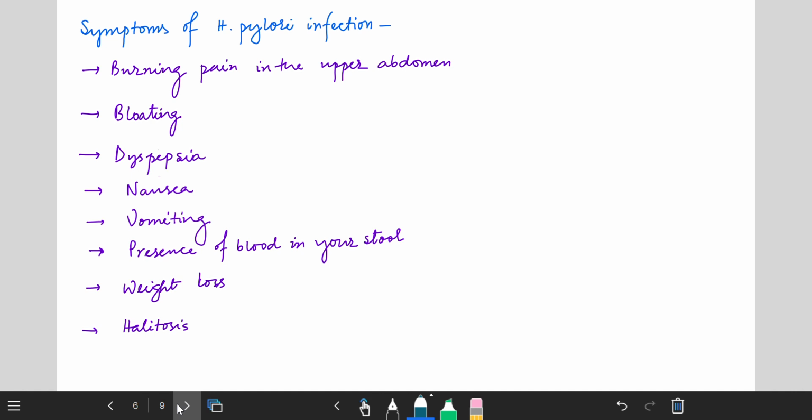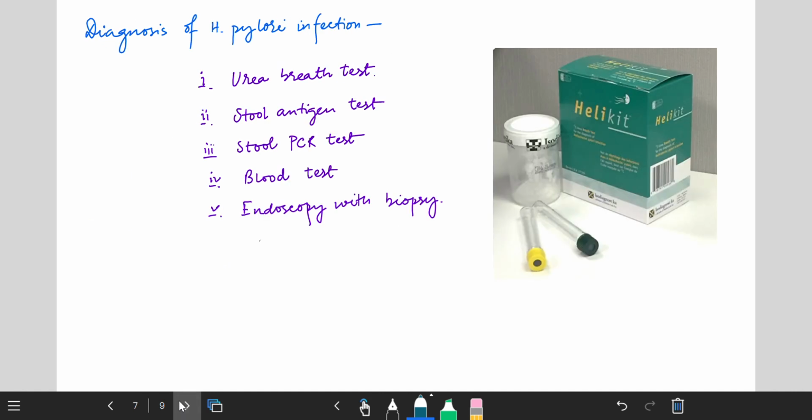Presence of blood in your stool, or you can see dark stool. Weight loss, halitosis. Halitosis stands for bad breath or foul odor from your breath, which is studied to be due to an increase in the H2S concentration. Clear? Now what are the diagnostic procedures?